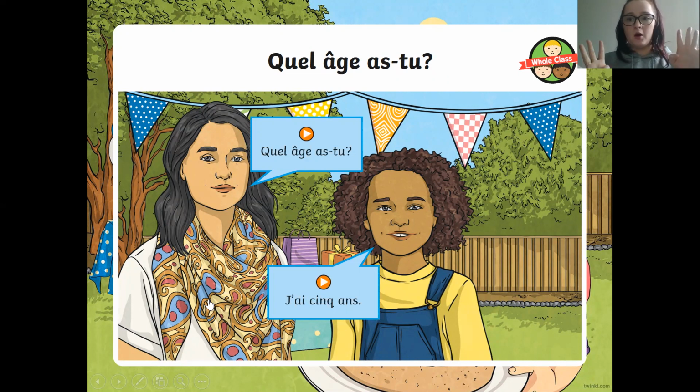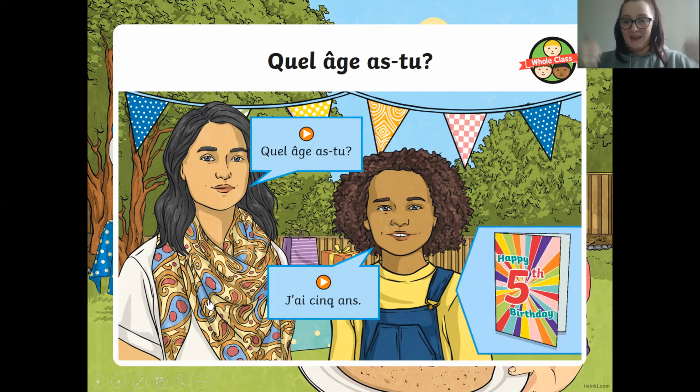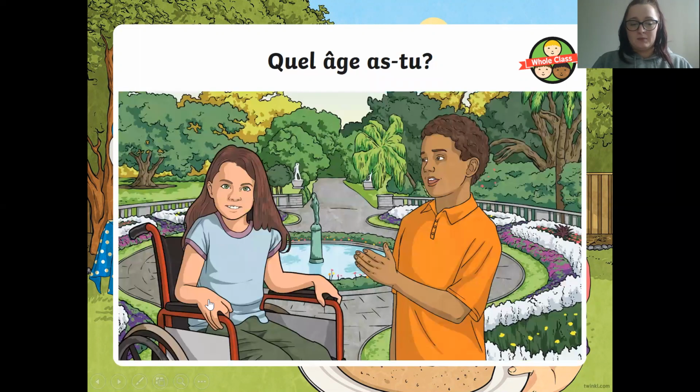So if we remember our counting from last week, let's count until we get to 5. Okay, so 1, 2, 3, 4, 5. I think she might be 5. Should we find out? Yay, she is 5. She is celebrating her 5th birthday party. Now, I'd like you to use your fingers for the next part, counting in French to figure out how old the next child is. Are we ready?